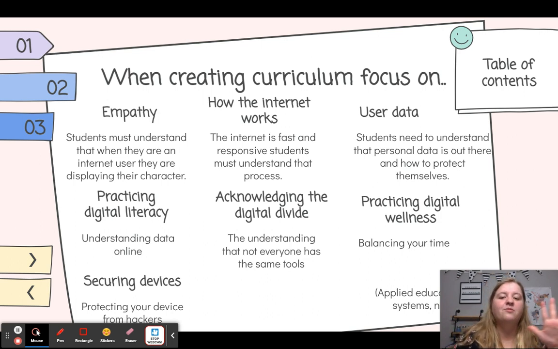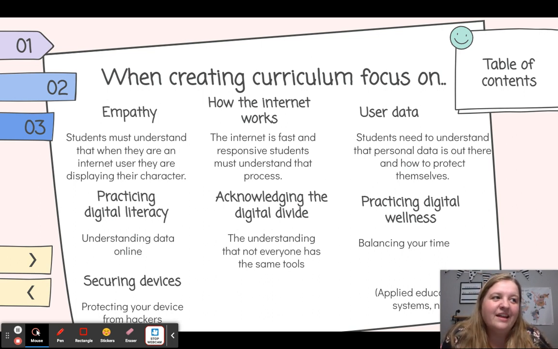The fifth one is acknowledging the digital divide. And I think COVID-19 really brought this out in understanding that not everyone has the same tools. And that was really important to understand, is not everyone has an iPhone. Not everyone has a Mac. Not everyone can FaceTime. Not everyone has the internet capability to do a Zoom call. Not everyone has the same tools. And you need to understand that. And you need to be okay with that. And you need to know how to work around it. The sixth one is practicing digital wellness.